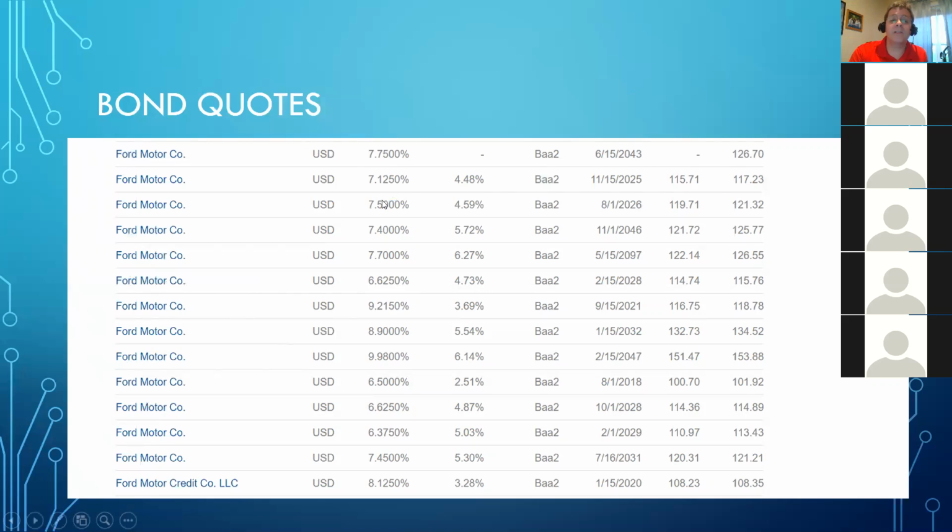What becomes apparent is that when Ford originally borrowed this money, interest rates were higher than they are right now. And therefore, the value of the bonds, and remember, we're talking about present value, just like we talked about 2 or 3 weeks ago, in terms of the present value of the future payments, those present values are higher than what was originally agreed to and borrowed. So that's how bonds get sold and bought.